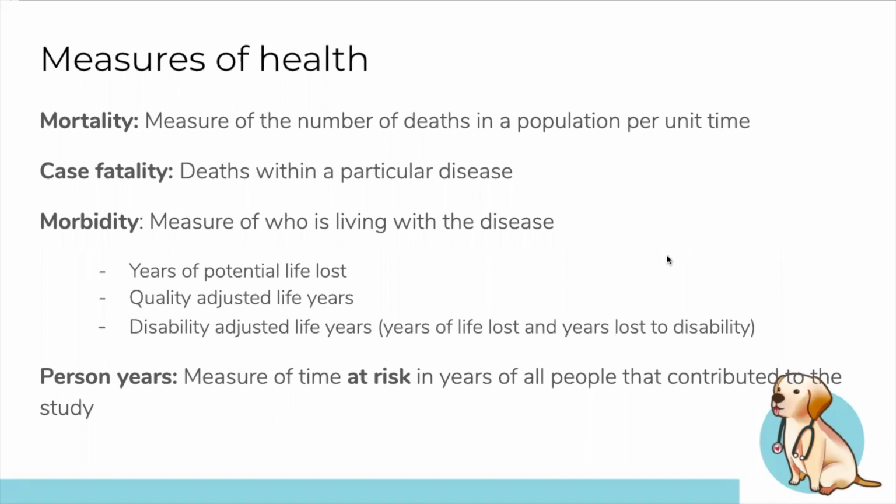Okay, measures of health. So mortality is basically just the number of deaths in a population per unit time. Case fatality, these are pretty okay to remember, I think. Just if you have a case, how many people die. Morbidity is a measure of people that are living with the disease.